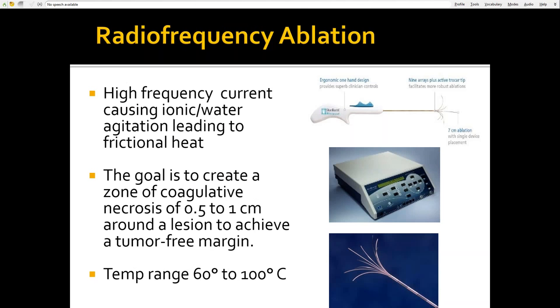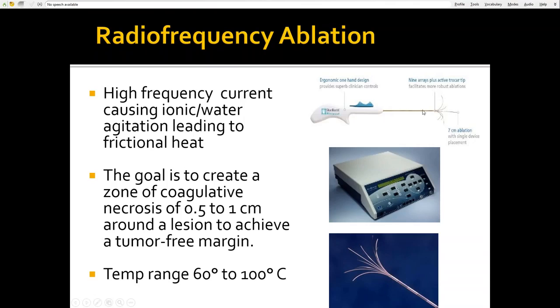Another basically bread and butter tool that the interventional oncologist is going to utilize is RFA. So RFA, radiofrequency ablation, has been around for a good 20 years or so now. And you're basically cooking, you're basically frying, you're heating up this tumor as much as you can to try and cause it to undergo necrosis. So it uses high frequency current, which causes an ionic water agitation and heat. And the goal is to, again, create coagulative necrosis in a margin around the tumor about 1/2 to 1 centimeter. And you cook it up to about 60 to 100 degrees Celsius.